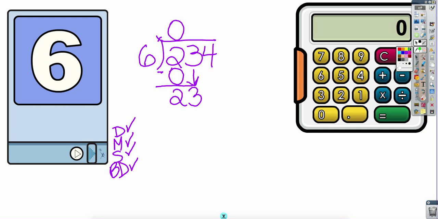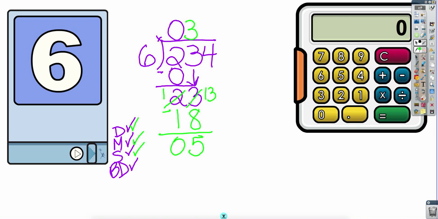How many times does 6 go into 23 without going over? 6, 12, 18, 24. Oop. If I did 4 times, that would be too much. So 3 times. 3 times 6 is 18. Subtract. If I have 3, I can't take 8 away. Okay, I subtract it. Bring down. Okay, this 4 is available.